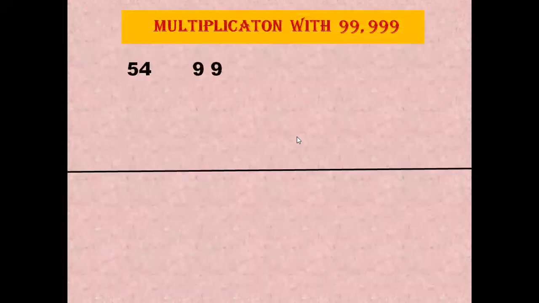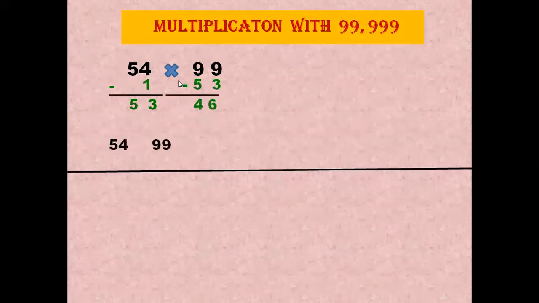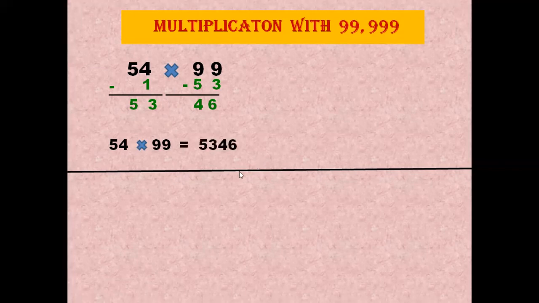Now we see the multiplication with double line or triple line. So first we multiply 54 with double line. The first step is we will subtract 1 from the number 54. So 54 minus 1 gives us 53. Next we subtract 53 from double line, which gives us 46. So our answer is, first we write 53 and then we write 46.